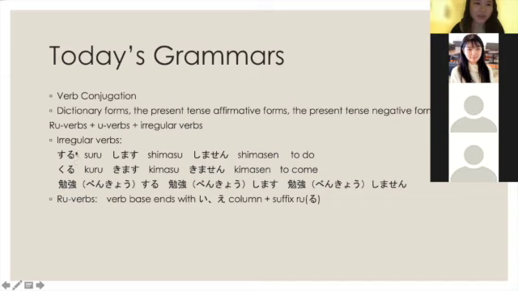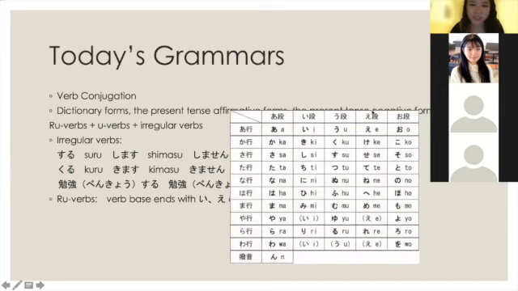Then remove the ru, and you have the verb base, which is su. And then the verb base ends with an e sound. So the verb base ends in e, ki, shi, chi, ni, hi, mi, ri, and ke, se, te, ne, re. Then it is a ru-verb.